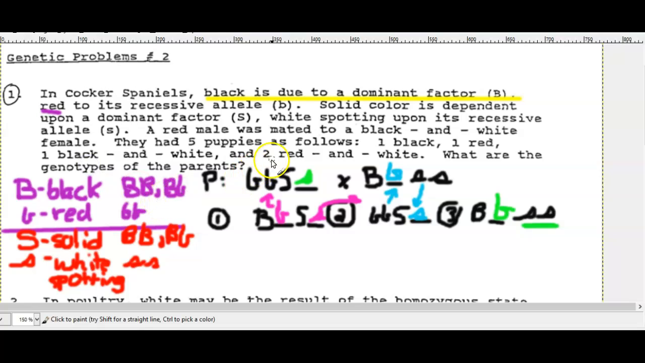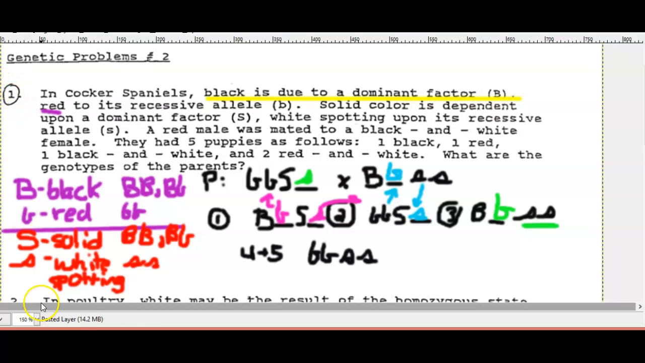And we have two red and white. So puppy 4 and 5 are the same. And they are going to be red, so we know they are two little b's. And they're also white. So we figured out the genotypes of the puppies, and we figured out the genotypes of the parents. So this is a good one to know. That's why that's circled.